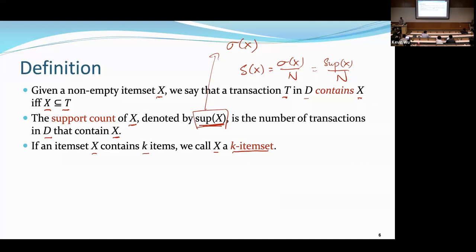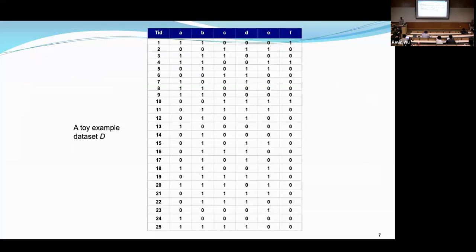Now let us illustrate these definitions using a sample data set. This is a toy example. Here we have 25 transactions and 6 items. Of course, in practice, you have a much bigger data set, because every transaction here represents the items that are purchased by a customer from a supermarket. So in practice, you do not have only 25 transactions. You may have 25 million transactions instead.